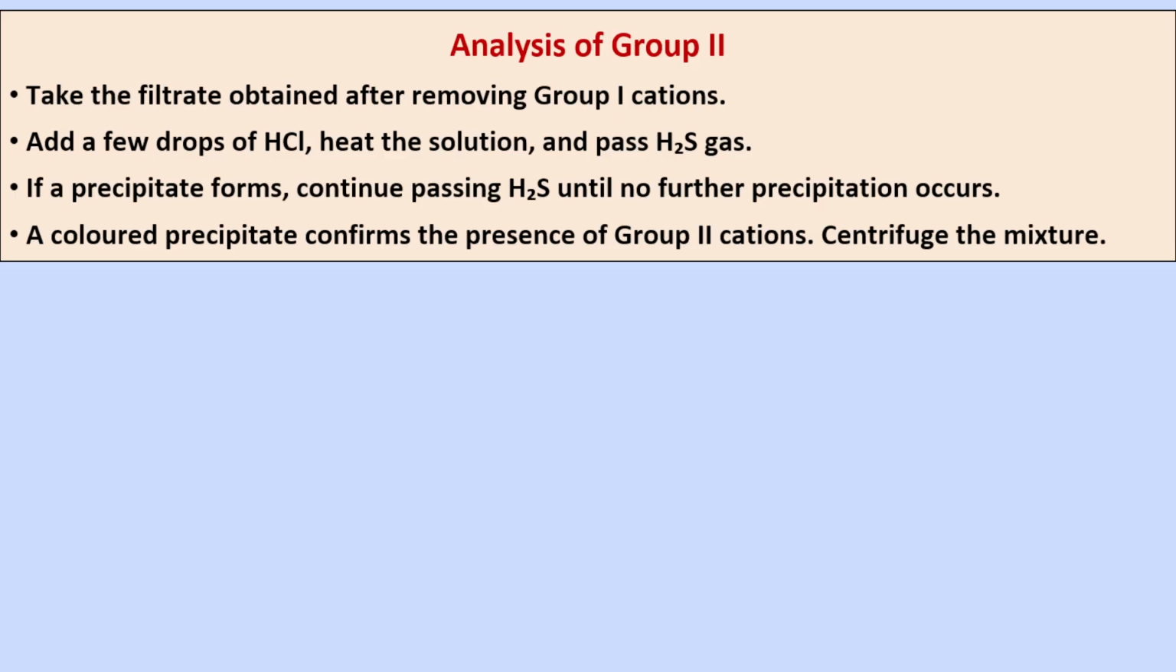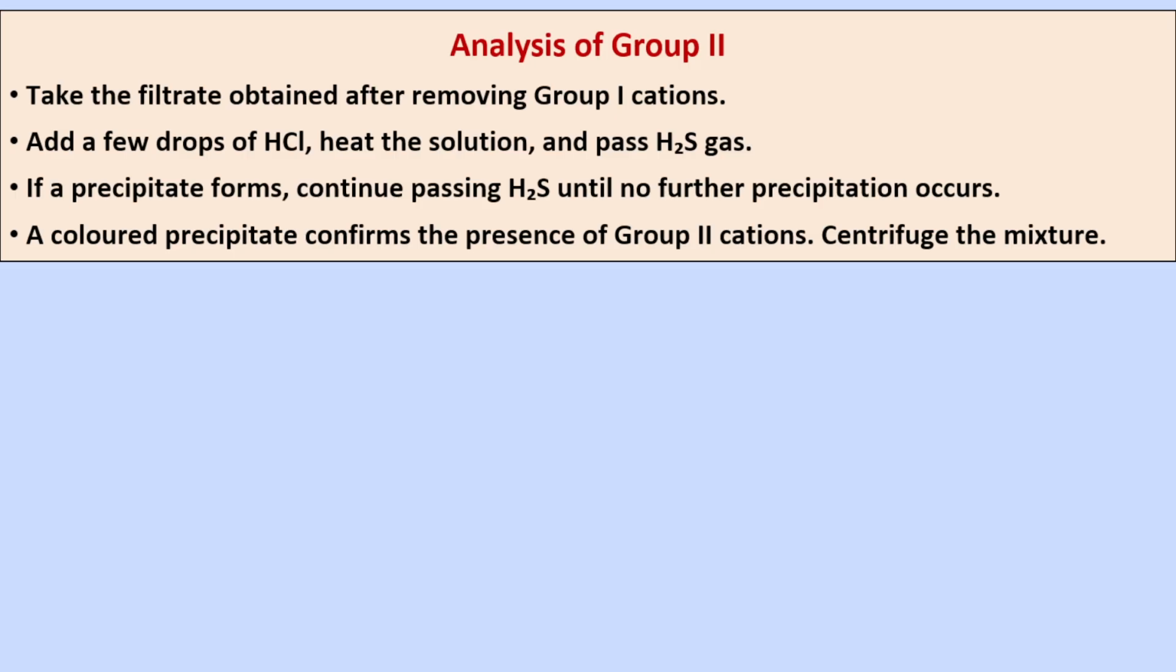The filtrate obtained after the removal of group 1 cation is taken for further analysis. A few drops of dilute HCl are added to this filtrate. The solution is then heated gently and H2S gas is passed through it. If a precipitate appears, the passing of H2S gas is continued until no further precipitation is observed. The appearance of a colored precipitate confirms the presence of group 2 cation.